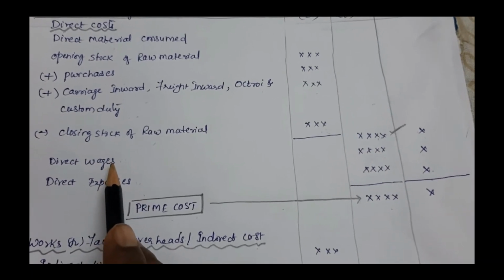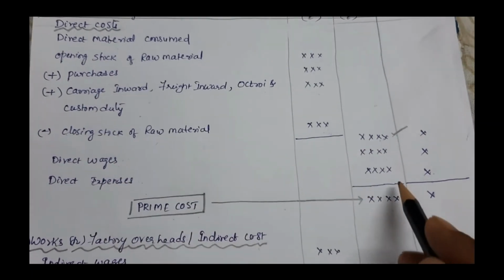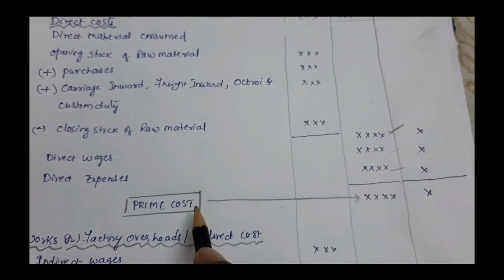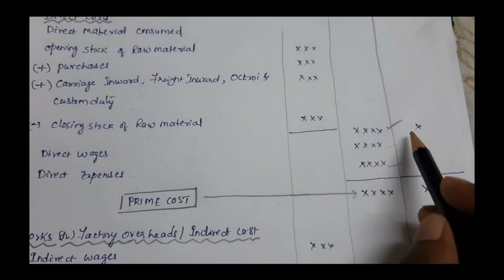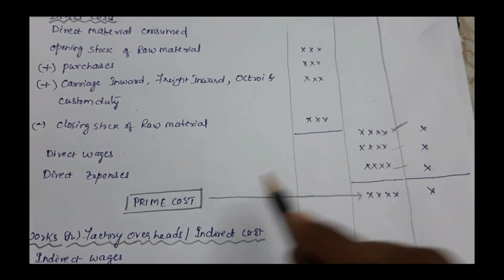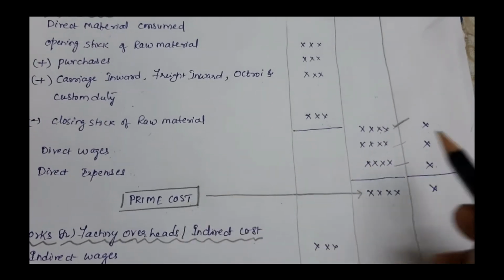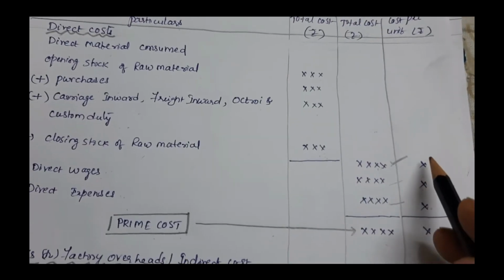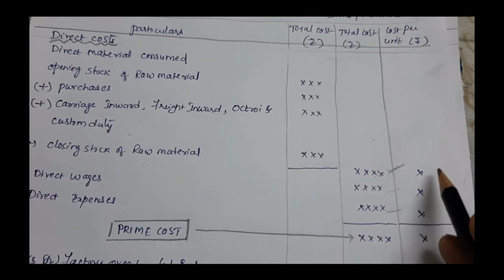To this you need to add direct wages and direct expenses so that we will get prime cost. All direct expenses combined together is considered as prime cost. And we will see cost per unit column now.